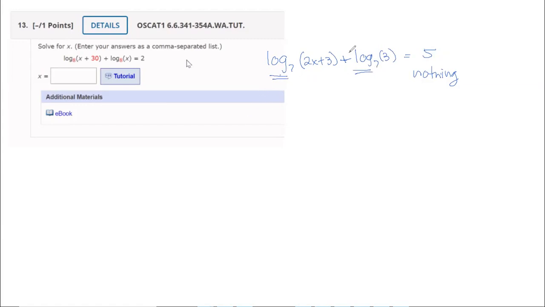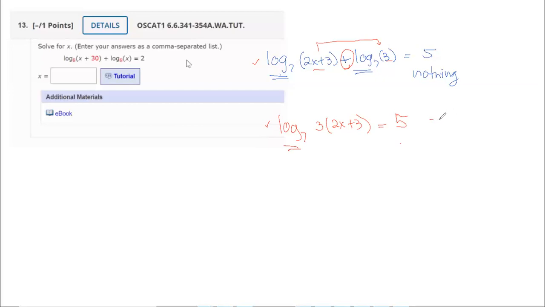So you have 2 logs here, and then you have a plus sign. That means these 2 arguments need to be multiplied. I'm going to copy log base 7, and multiply these 2. This is a monomial times a binomial. So I'm going to have 3 times (2x plus 3) equals, no log, so just copy 5. When we get to this point, how many logs? 1 log, no log. So now this is like example letter A.